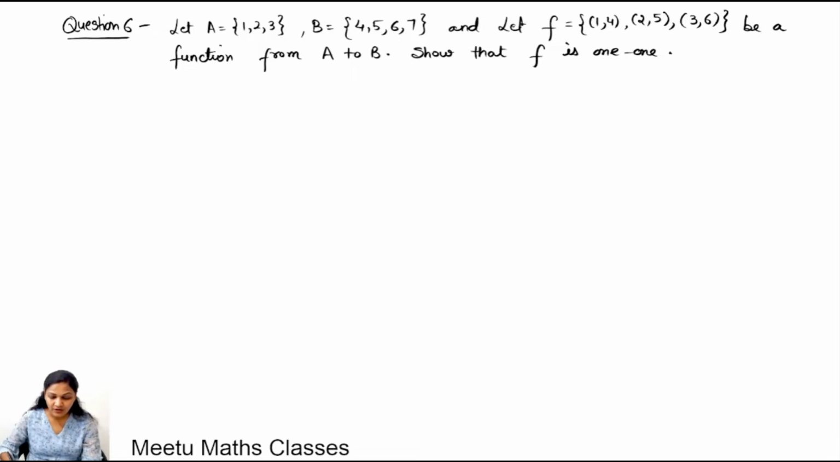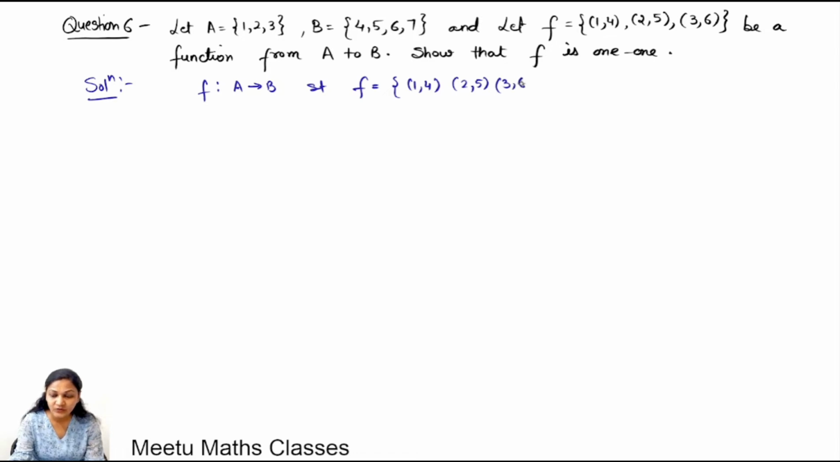Now to show a function is 1-1. F is a function from A to B such that 1 is related to 4, 2 related to 5 and 3 related to 6. Now to show this function is 1-1, we are supposed to show that every element in the domain has a distinct image in the codomain. So for this we can draw a Venn diagram.